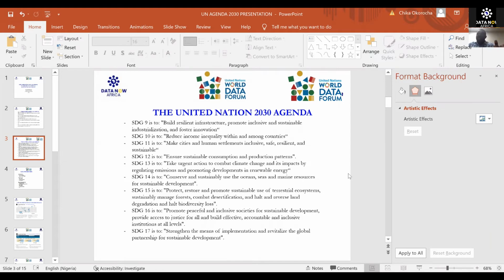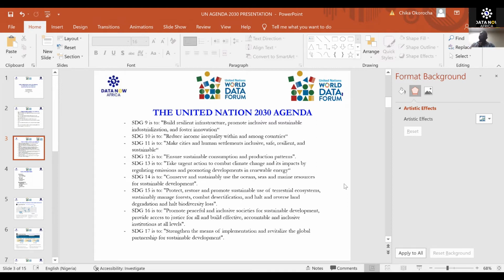15, protect, restore, and promote sustainable use of terrestrial ecosystems. So we are talking about the terrestrial ecosystem, combating desertification, ensuring that forest life is preserved, and biodiversity. 16, promoting peaceful and inclusive societies for sustainable development, provide access to justice for all, and build effective, accountable, and inclusive institutions at all levels. 17, strengthen the means of implementation and revitalize the partnership for sustainable development.